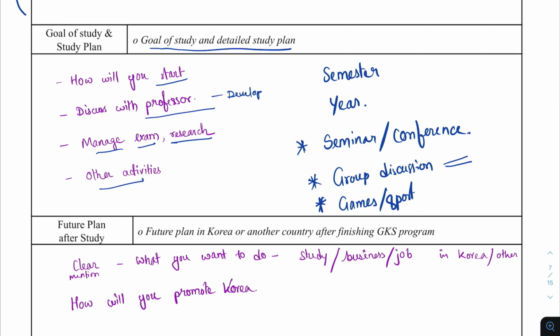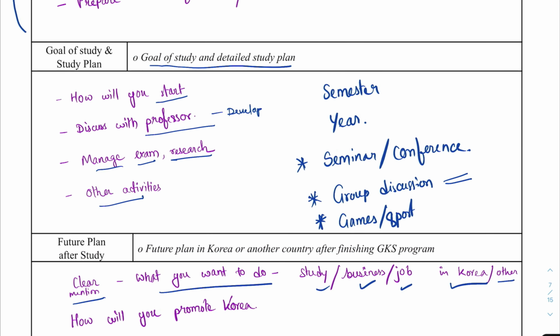Then coming to the next part, the future plan. You have to make it very clear what you want to do: study, business or a job, in Korea, your nation or another nation. Mention how this program will benefit you. If you want to study, write some detail about what you want to study. If you want to do business, give some detail about it. If you want a job, you can mention in detail that you want to be at Google or Samsung for how many years.